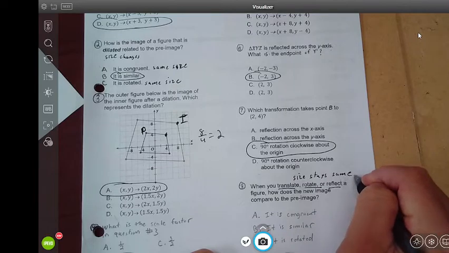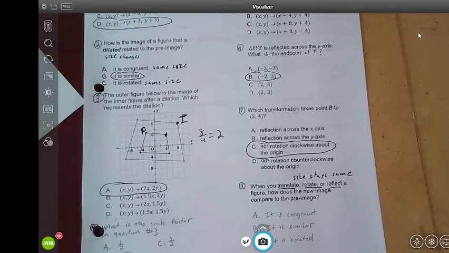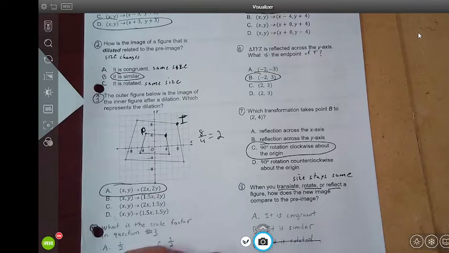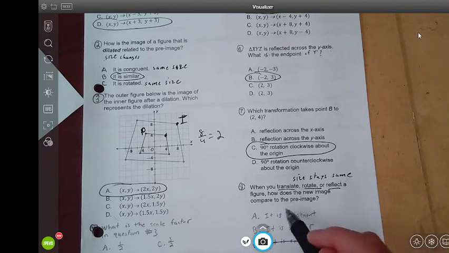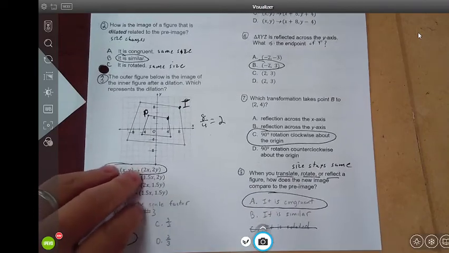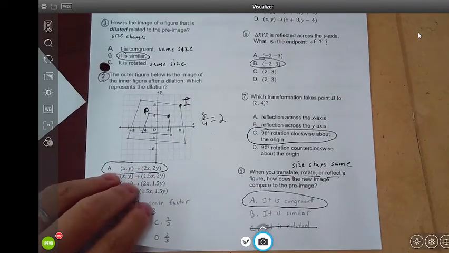Okay, so let's cross out C. If it's rotated, it only goes with a rotation, right? Translation, you don't rotate it, you just slide it. So it's not this one. All right, which one of these means the exact same size, exact same shape, both size and shape? It's A. Same size, same shape, for congruent.